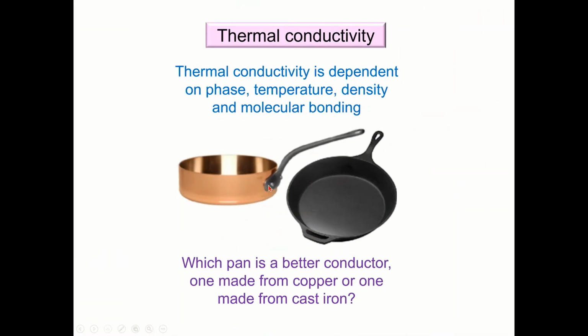Compare these two pens, one made from copper and one made from cast iron. Copper is the better conductor compared to cast iron by referring to the thermal conductivity value.